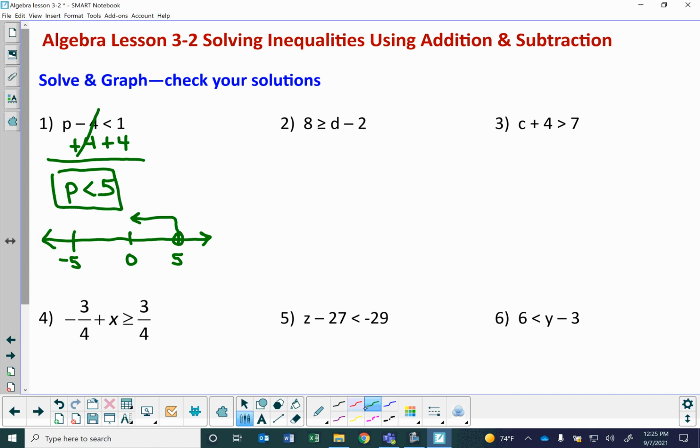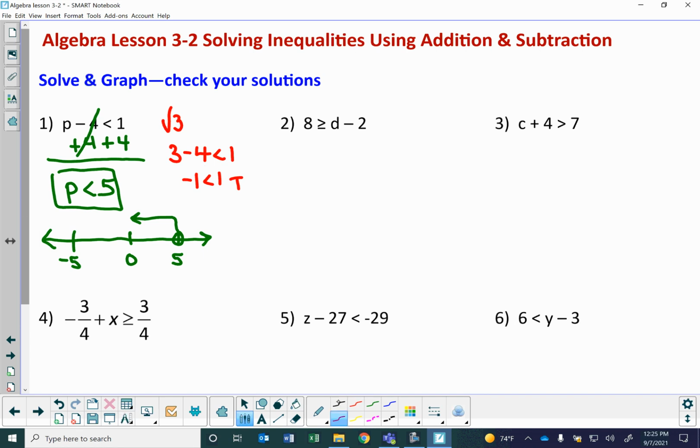And you might say, how do you check an inequality? Actually, fairly simple. If p is less than 5, pick a number that is less than 5, substitute it back into your inequality, and make sure it makes a true statement. So I'm going to choose a number like 3, because 3 is definitely less than 5. So if I have 3 minus 4 is less than 1, well, -1 is less than 1, so that is true. So that checks my inequality. So p is less than 5 seems to be a reasonable answer.